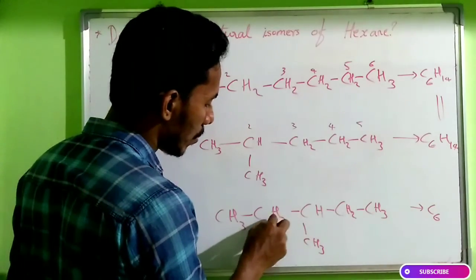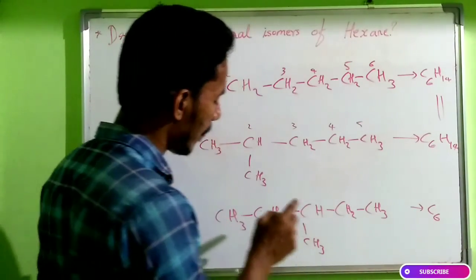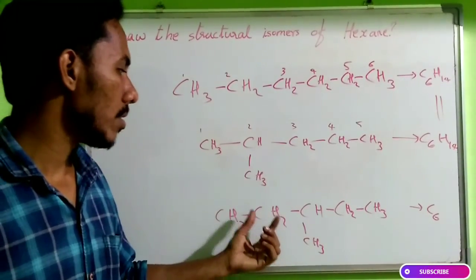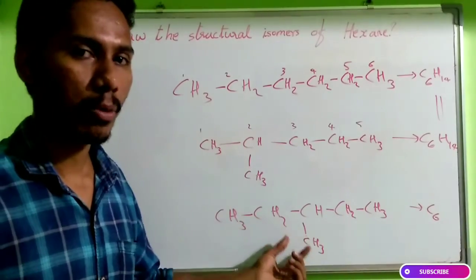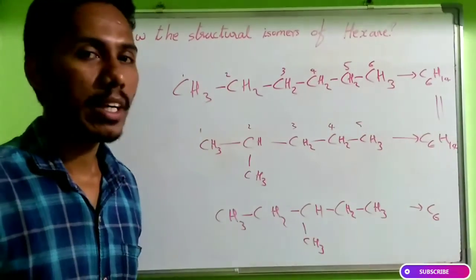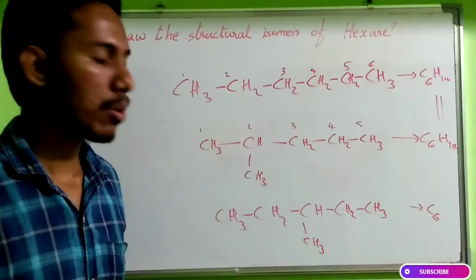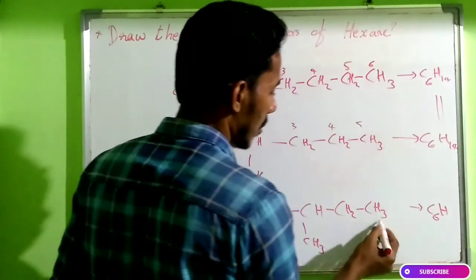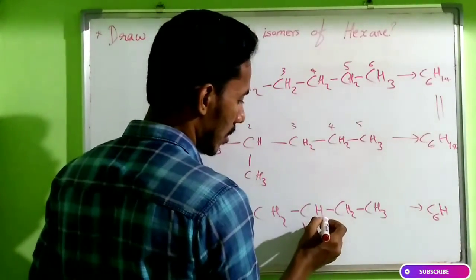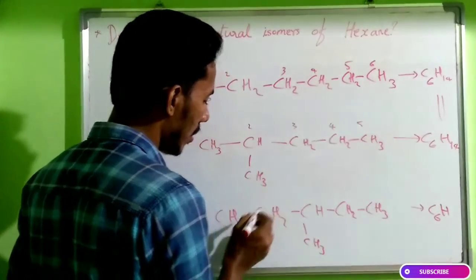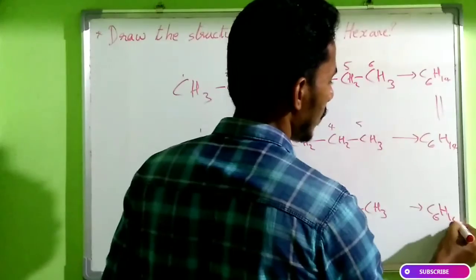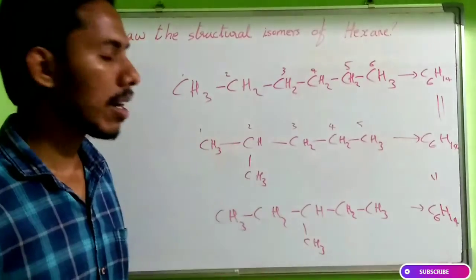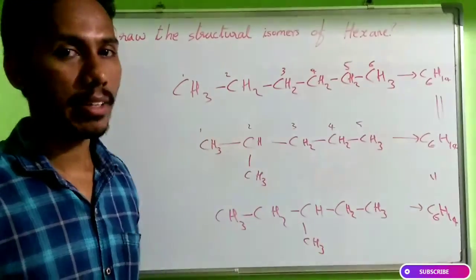Then 1, 2, 3. Here only 1, 3. That is the way you should add the hydrogen atoms properly, otherwise you will not get the correct molecular formula. So think about it. How many hydrogen atoms? 3, 5, 6, 7, 8, 9, 10, 11, 12, 13, 14. Same molecular formula but different structure. These 3 are the structural isomers of hexane.